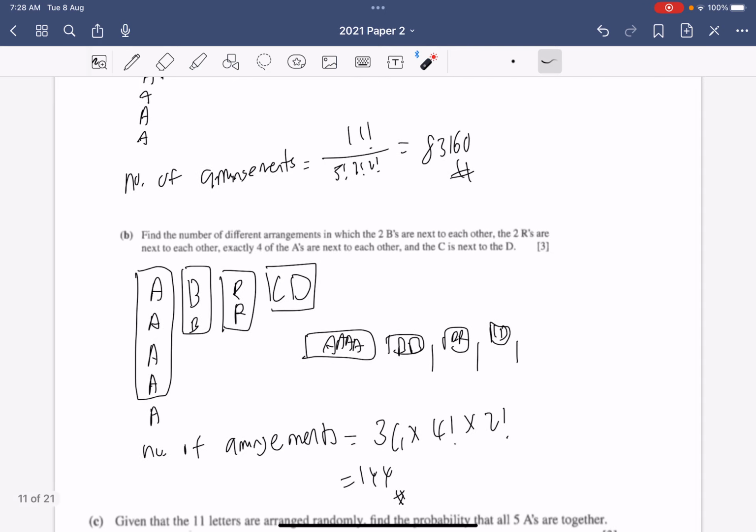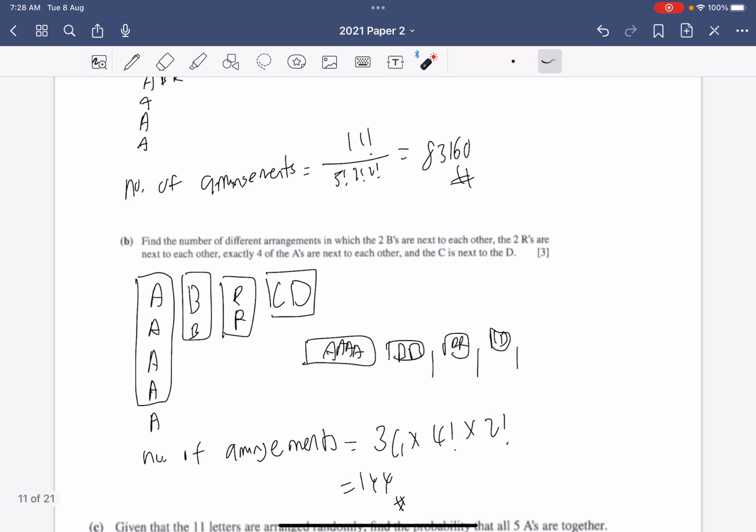And next, we're supposed to find the number of different arrangements in which exactly 4 A's are next to each other, two B's are next to each other, and two R's are next to each other, and the C is next to the D. So two B's next to each other means we group the two B's, and the two R's are also grouped, and the C next to the D is grouped together, and exactly 4 A's next to each other means we can group the 4 A's here.